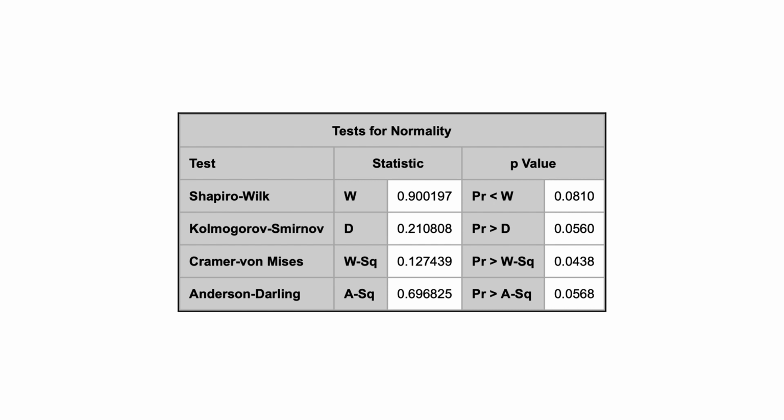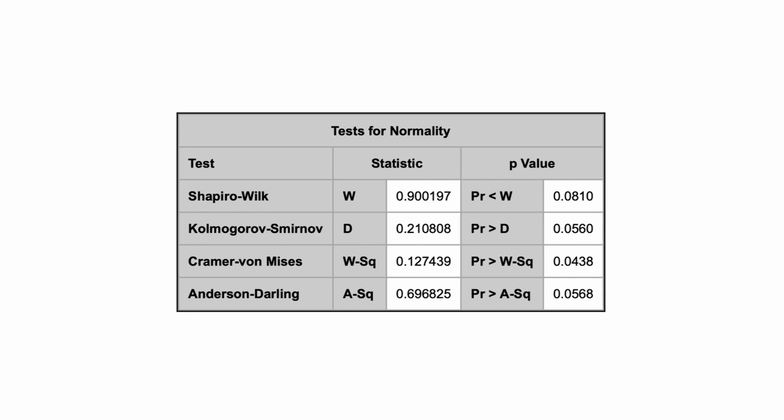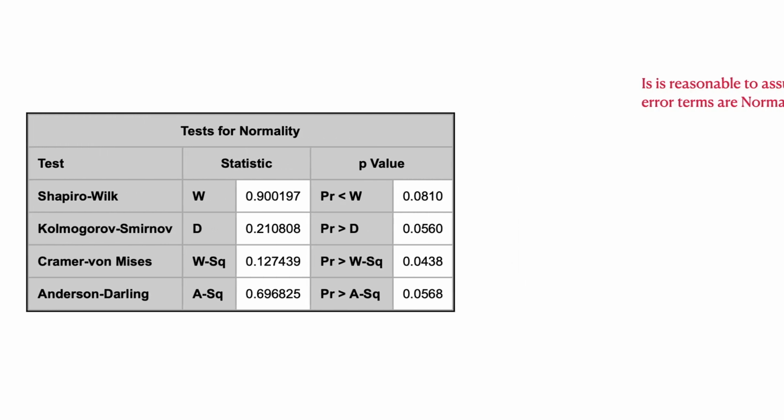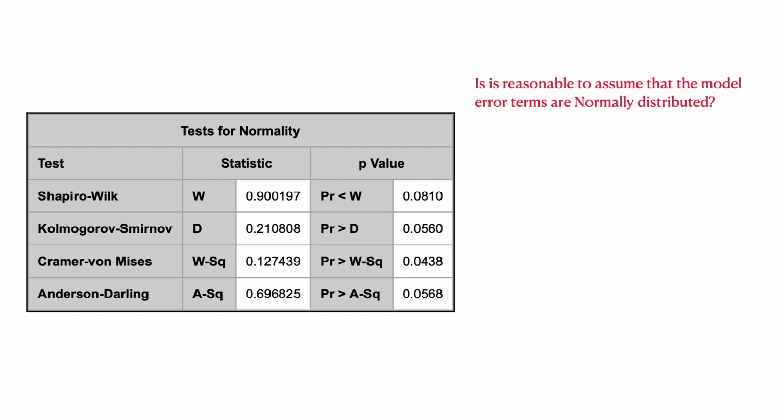So here is the output from PROC UNIVARIATE where we asked it to perform the formal test of the normality of the residuals. And so the question we have here is, is it reasonable to assume that the model error terms are normally distributed?